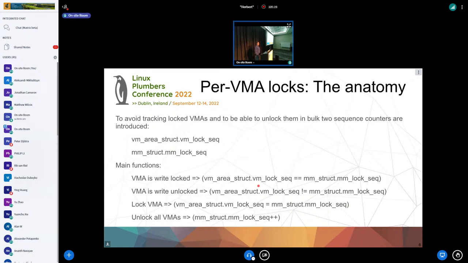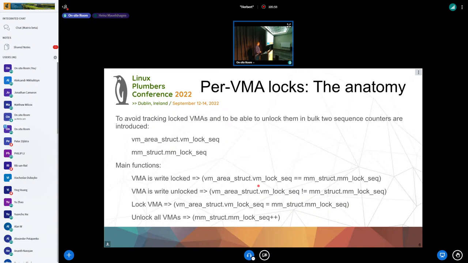So when we want to mark a VMA locked, we take the lock, we set the VMA's sequence counter equal to the MM sequence counter, and we unlock that VMA. When a reader checks if the VMA is locked, it just needs to check whether those two values agree. This allows us to easily lock multiple VMAs within a transaction. Basically, you assign the same sequence number to them. And when you have to unlock, you just change the MM's sequence counter, and that automatically unlocks the locked VMA or VMAs that we marked as locked.